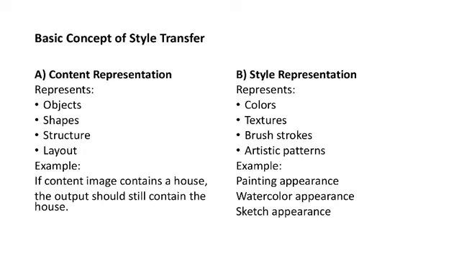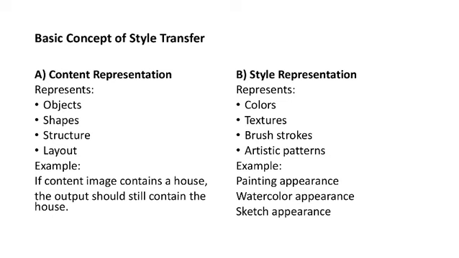Then the basic concept of style transfer. Style transfer mainly contains two important concepts. The first concept is content representation. Content representation includes objects, shapes, structure, and layout information present in the image. The second concept is style representation. Style representation includes colors, textures, brush patterns, and artistic appearance. Both content and style features are extracted separately and then combined to create the final stylized image.